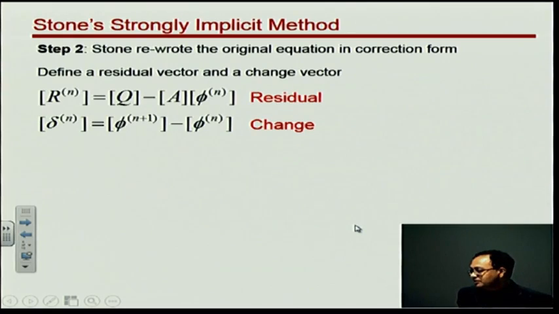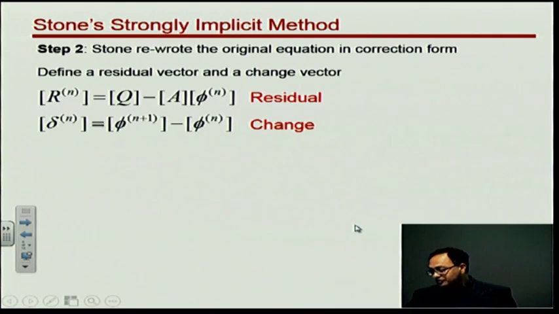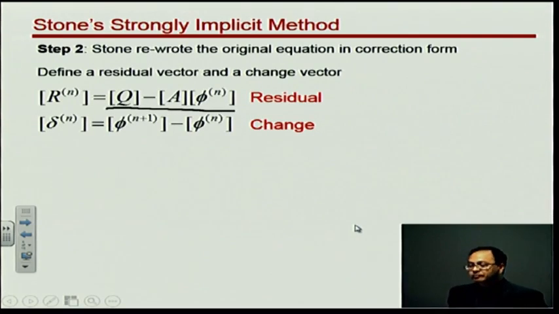If I write r with a superscript n plus 1, then it would be the residual at the next iteration, and so on. So he started using these superscripts, and therefore the residual at the nth iteration is basically the entire equation, q minus a times phi. You can write it as a times phi minus q also. He just wrote it as q minus a times phi. It doesn't really matter.